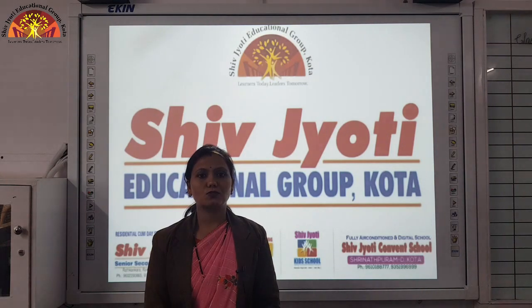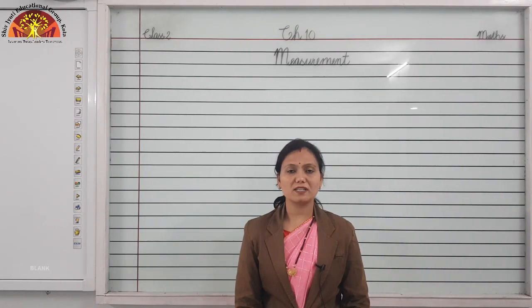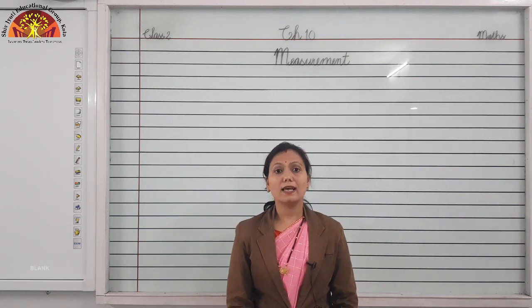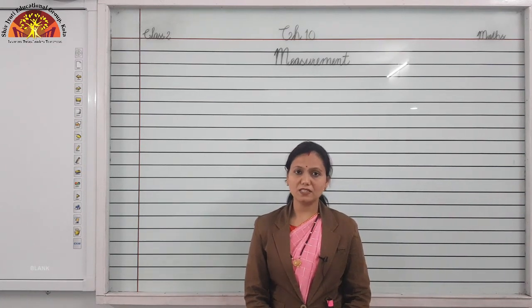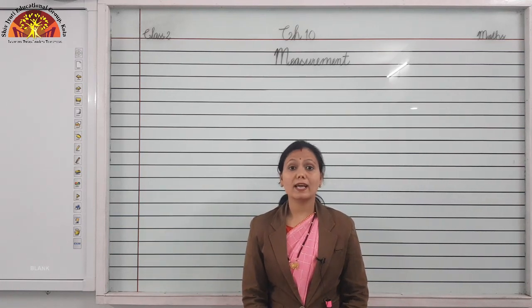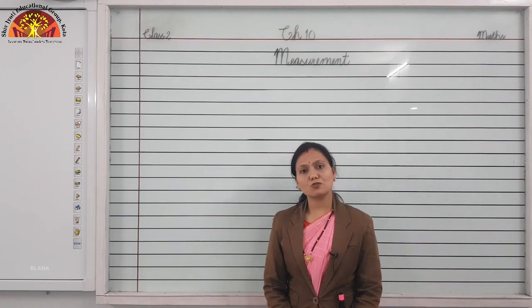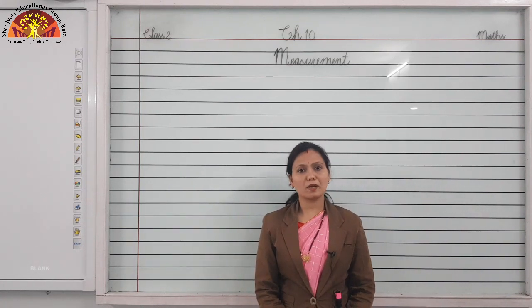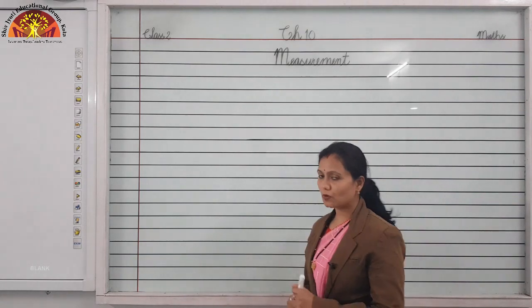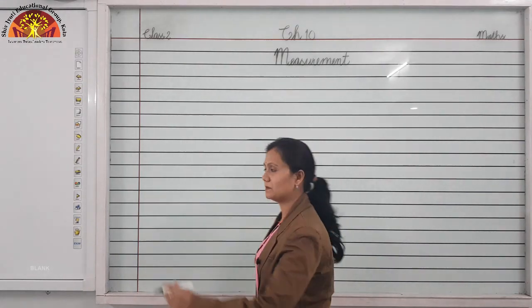Today I am here to teach you Maths Chapter 10 Measurement. Students, we have already studied how to measure length and weight. Longer length is measured in meter and shorter length in centimeter. Same way, heavy weights are measured in kg, meaning kilogram, and light weight in gram. So today I will teach you how to measure capacity. Take out your book and open page number 183.